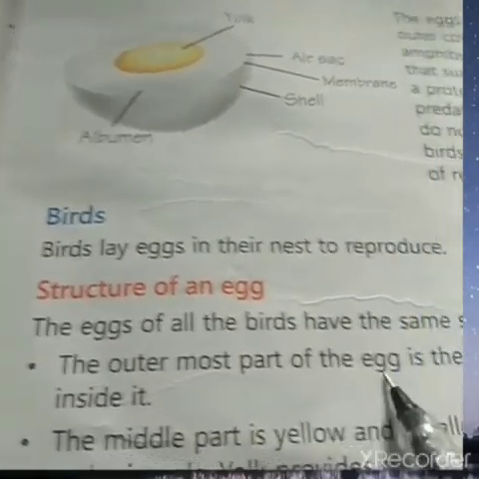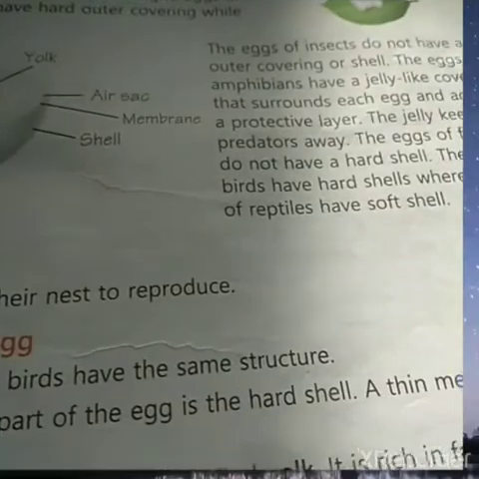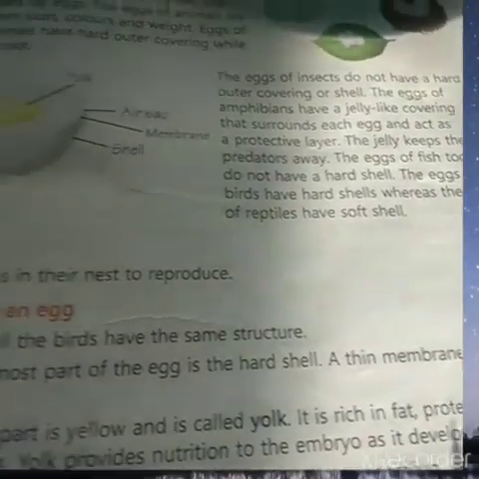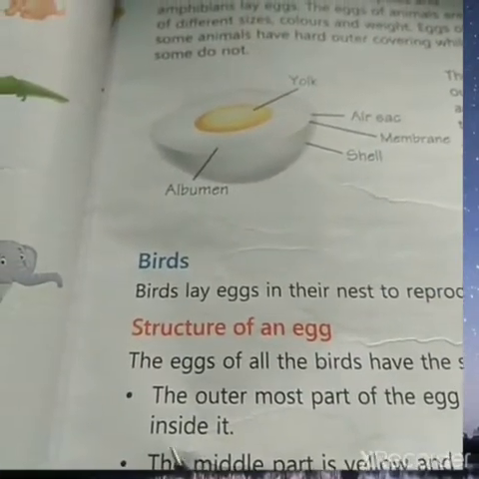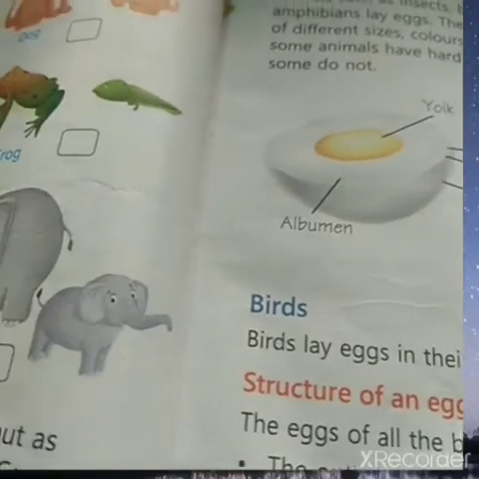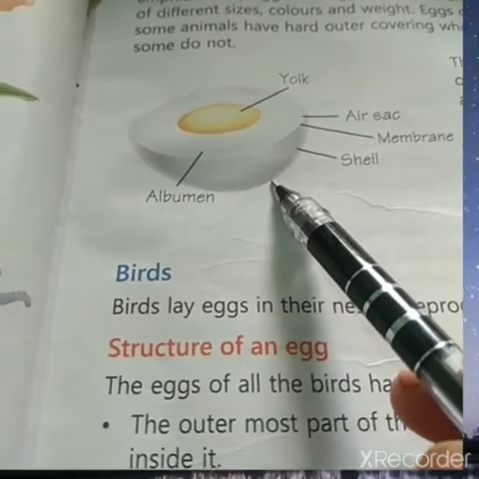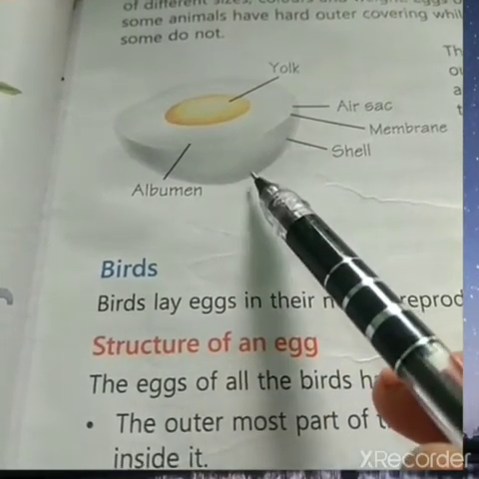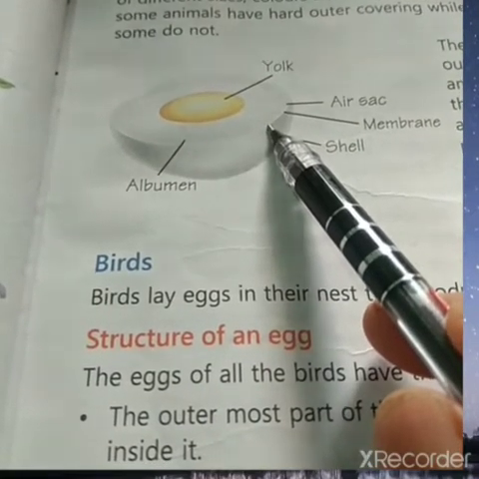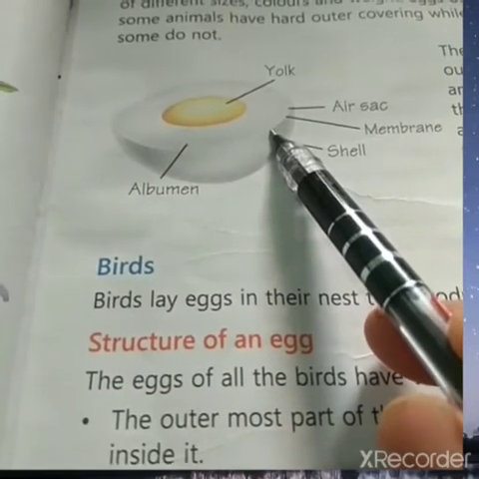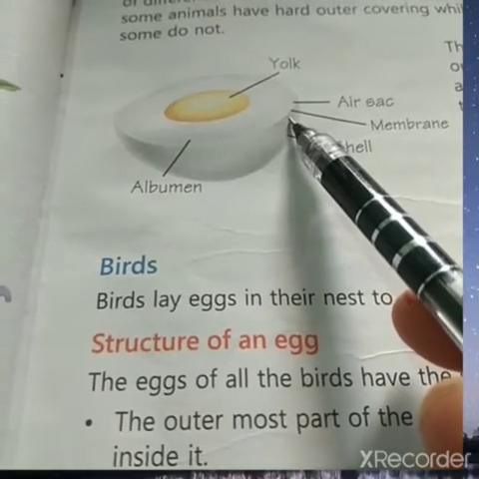The outermost part of the egg is the hard shell. A thin membrane is present inside it. This is the outermost covering of the egg. This is the shell. And after the shell, there is the membrane. That is a very thin membrane. And after that, at the corner of the shell, there is the air sac.